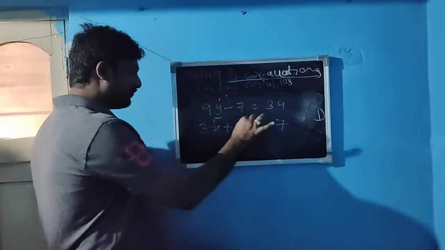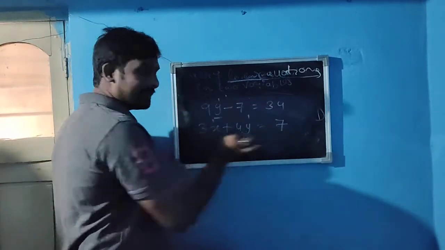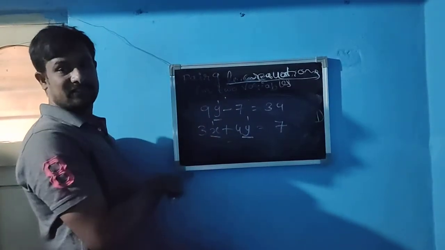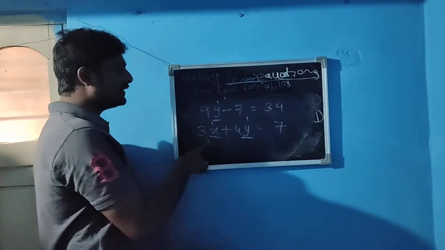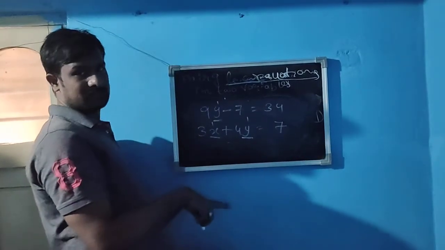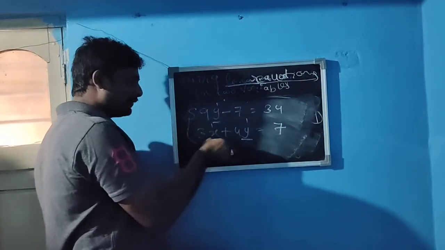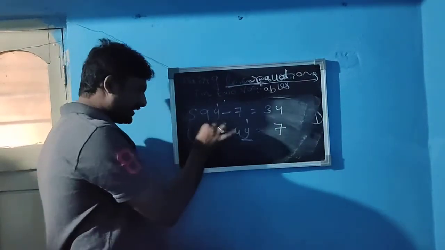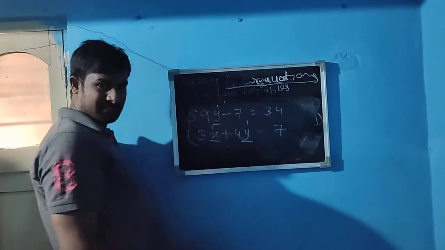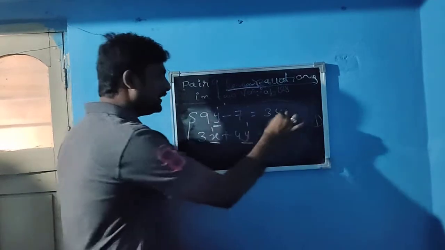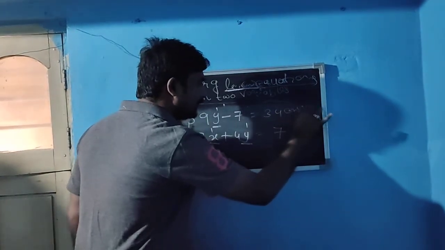Suppose 3x plus 4y is equal to 7. Here the degrees are 1, 1. This is called a linear equation. But here how many variables are present? 2 variables are present. That's why it is called a linear equation in 2 variables. Did you understand the difference between one variable and 2 variables? In this one, only one variable is present and the degree is 1. That's why this equation is called a linear equation in one variable.